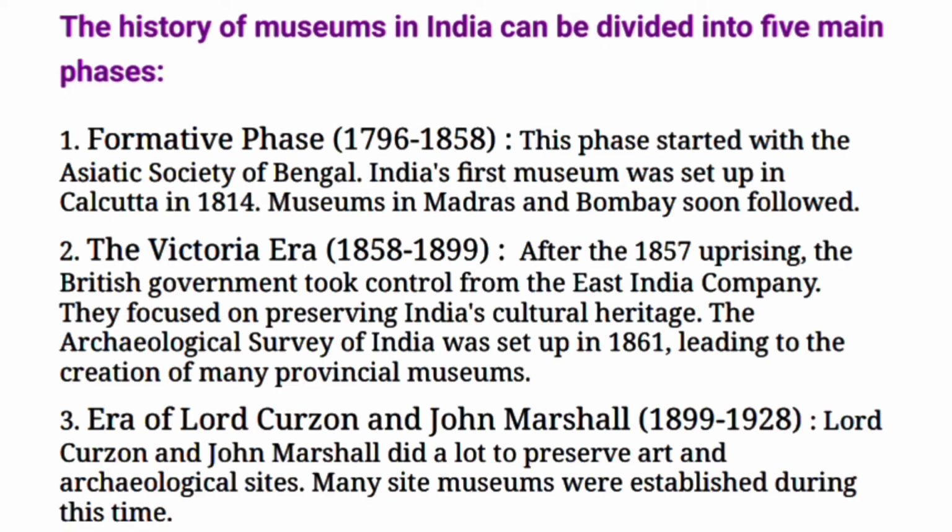The second phase is of the Victorian era, 1858 to 1899. After the 1857 uprising, the British government took control from the East India Company and focused on preserving India's cultural heritage. The Archaeological Survey of India was set up in 1861, leading to the creation of many provincial museums.